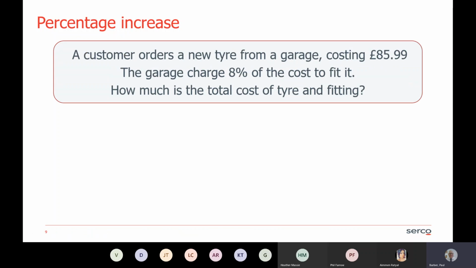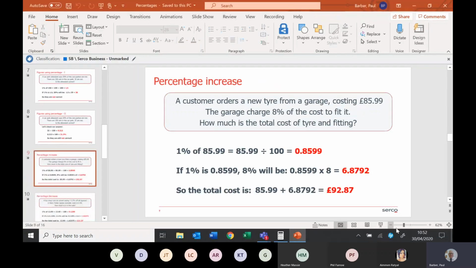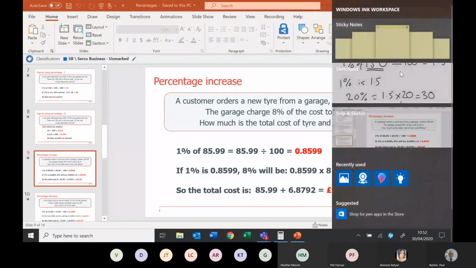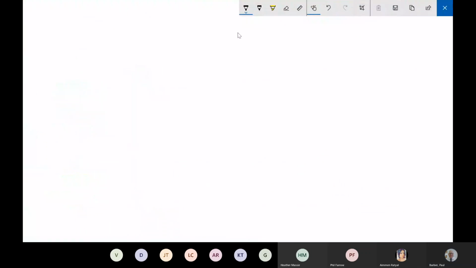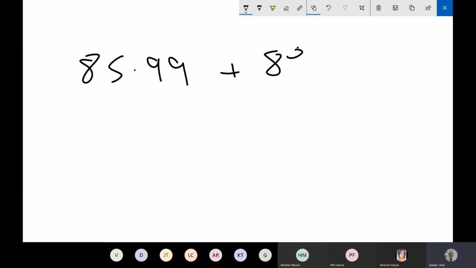So a customer orders a tyre from a garage and it costs £85.99, and the garage say they will fit it for him at a cost of 8%. And the question is, how much is the total cost of the tyre and fitting? So again, if I can go back to my whiteboard. So we said the tyre was £85.99. And we need to add on 8% for the fitting.